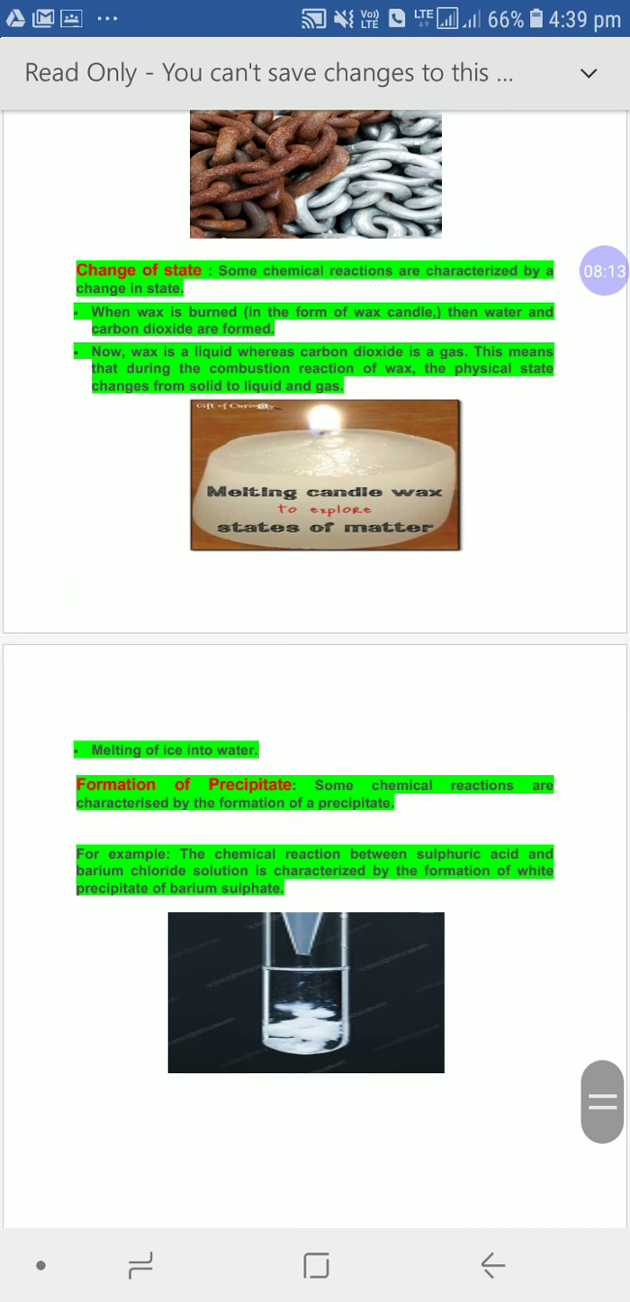Now another property is formation of a precipitate. It is also known as a double displacement reaction, which we will study further. The chemical reaction between sulfuric acid and barium chloride, that means H2SO4 plus BaCl2, when they react, forms a white precipitate of barium sulfate. When the white precipitate is formed, before the reaction two elements are combined, and after the reaction also two, they always make a partner of two. Then this formation of a precipitate is also one of the characteristics of a chemical reaction.